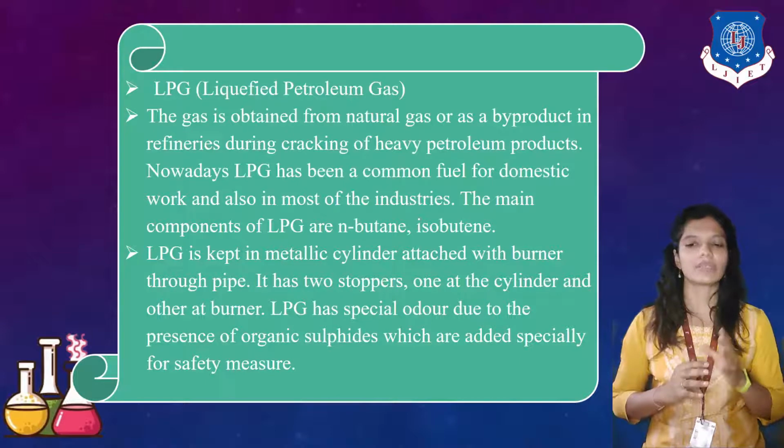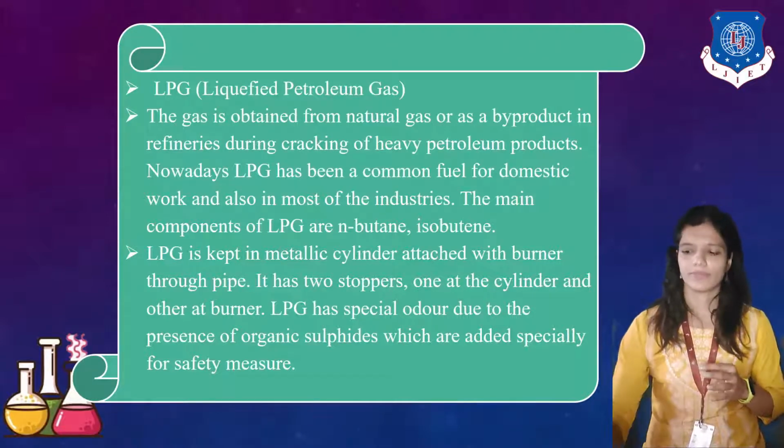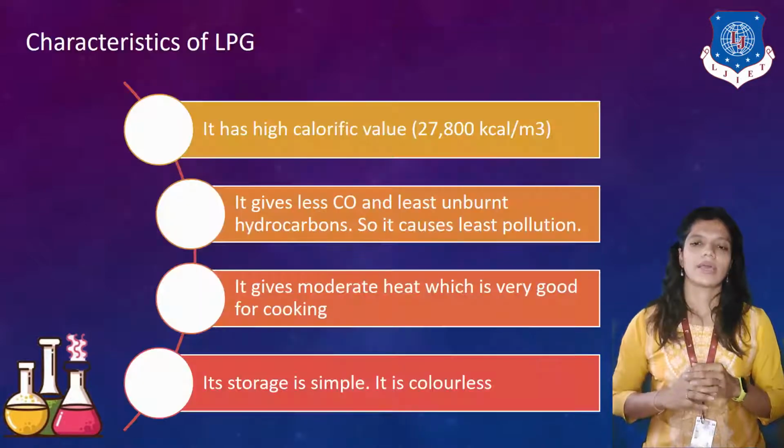LPG is generally kept in metallic cylinders attached to the burner through a pipe. It has two stoppers, one at the cylinder and one at the pipe or burner. Right? It has a special odor due to the presence of organic sulfides, which are added specifically for safety measures.